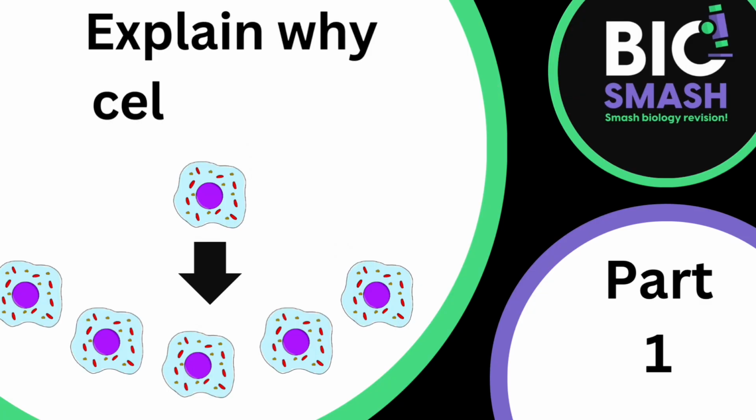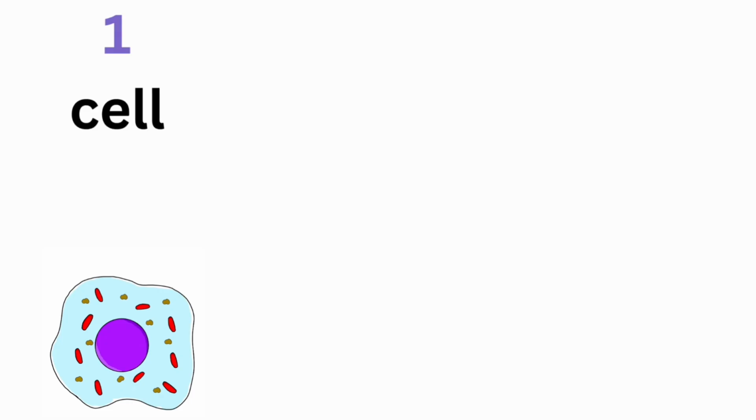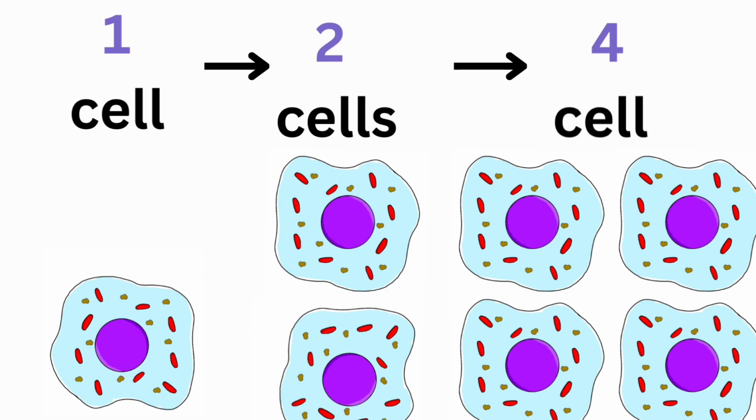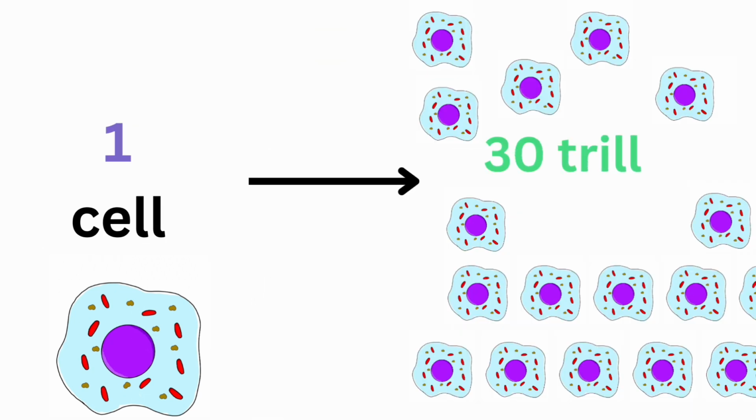So let's get started and look at why cells need to divide. As we mentioned earlier, everyone starts as one single cell. This one cell divides to make two cells, and each of these two cells then divide so that we now have 4 cells. And this process continues until we have trillions of cells.